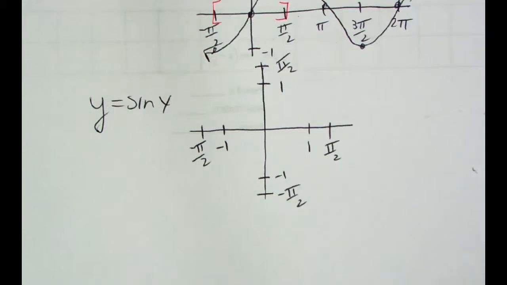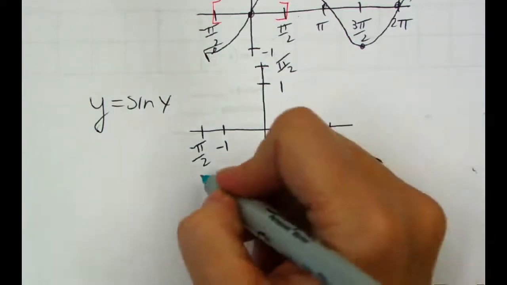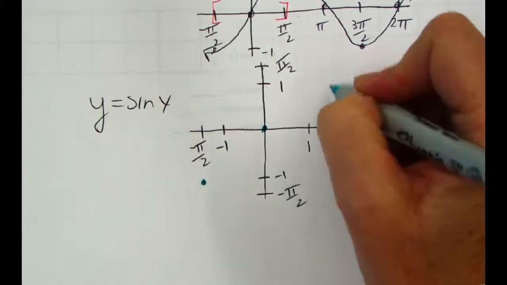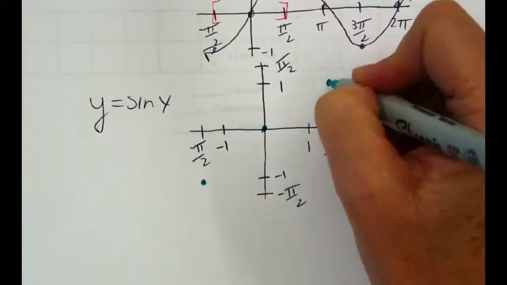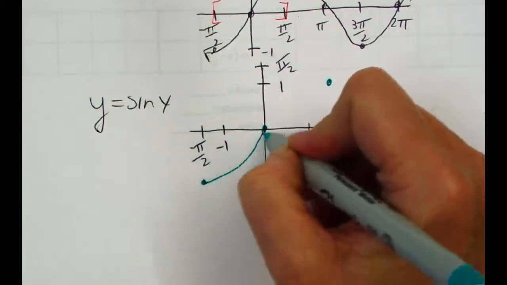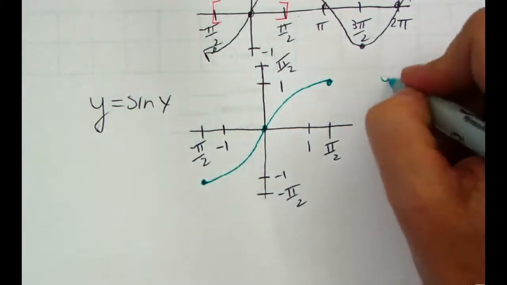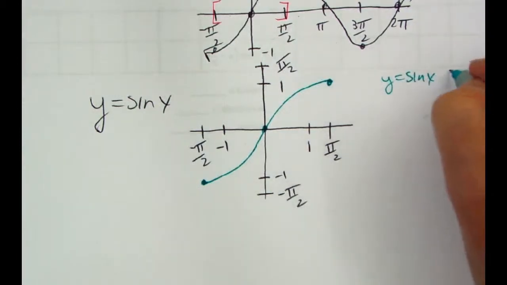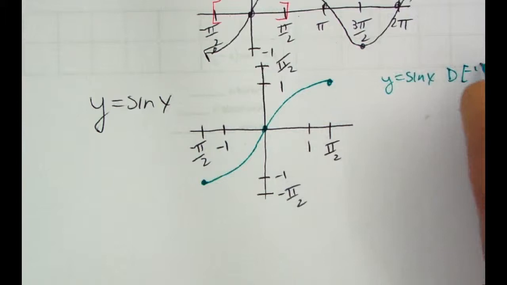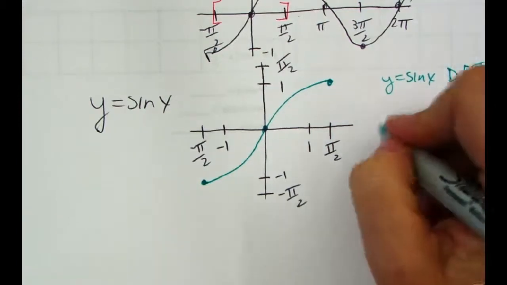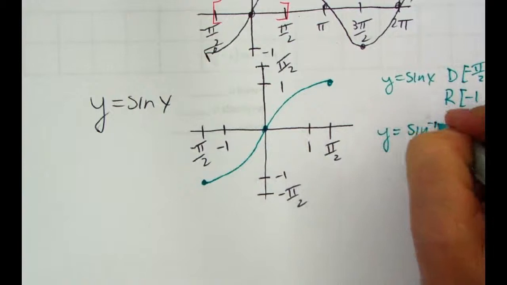So for sine, again, sine goes from negative pi over 2 down to negative 1, 0, 0, and it goes to pi over 2 up to 1. There's my restricted sine. The domain I'm going to use is from negative pi over 2 to pi over 2, and my range is from -1 to 1. So now I'm going to do my inverse function.